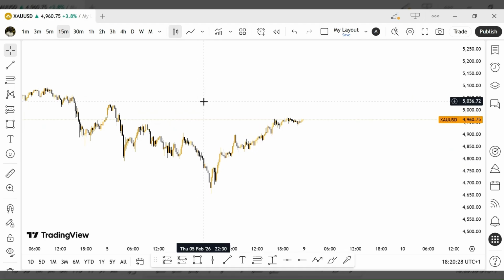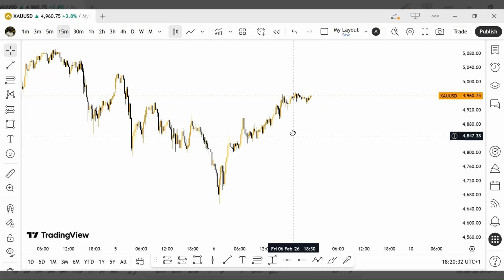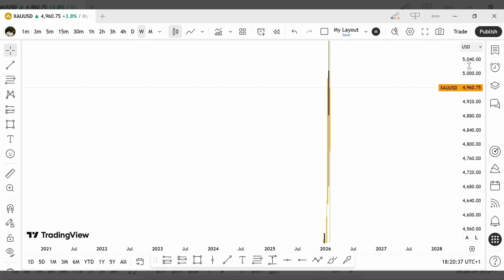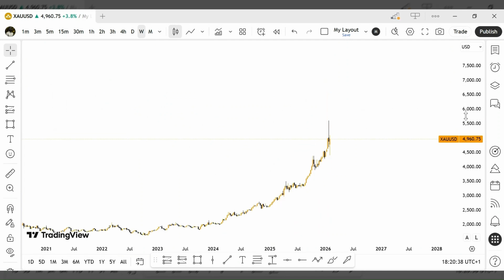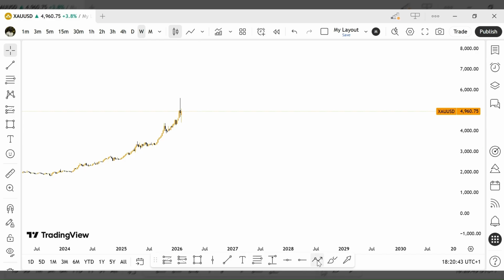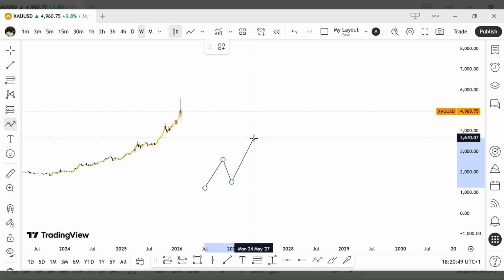The first thing you do is go to a higher time frame of, let's say, weekly time frame. Then on the weekly time frame, you would observe where the market is going. Normally, the market moves in fractals. We have higher high, higher low, higher high, higher low, higher high. Right? So the market moves in fractals.